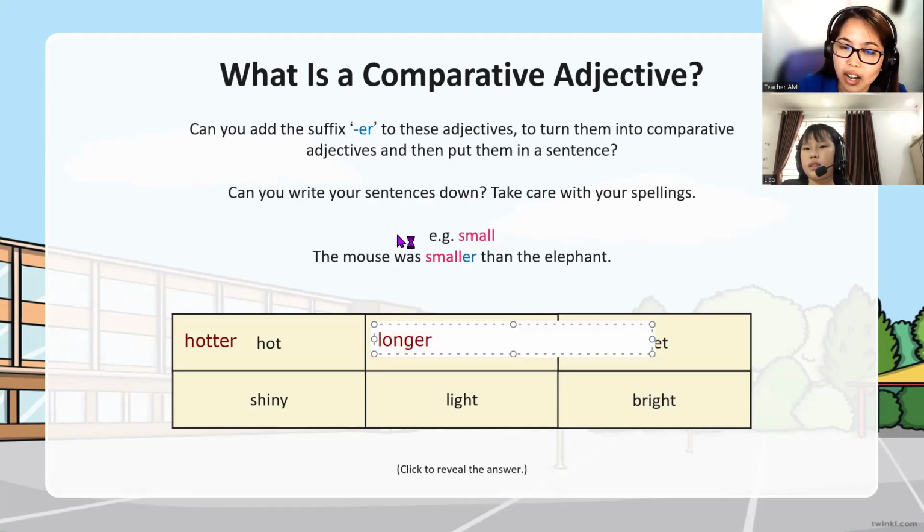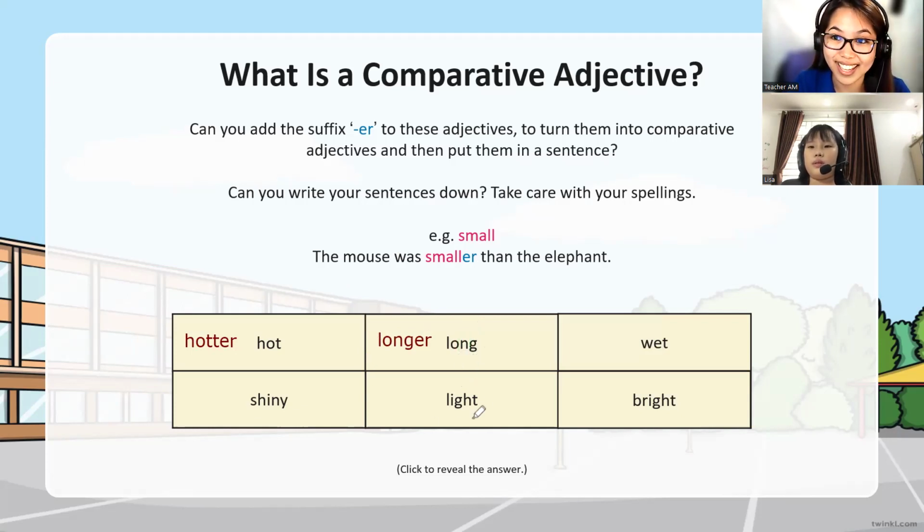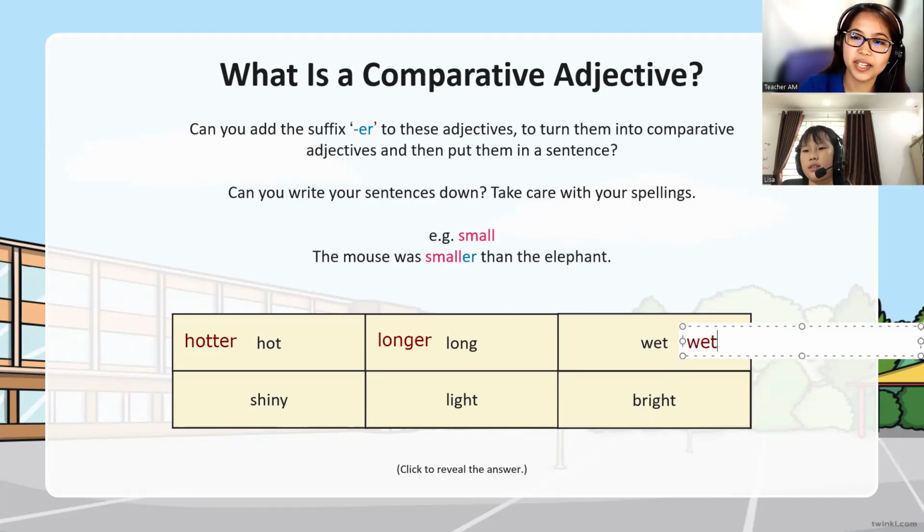We just add ER. Why? Because the second to the last letter is N. Is this a vowel? No, it isn't. It's a consonant. So, no double of consonant letter. We just add er. Okay, what about wet? Double the T. Put ER. Very good. What about shiny?